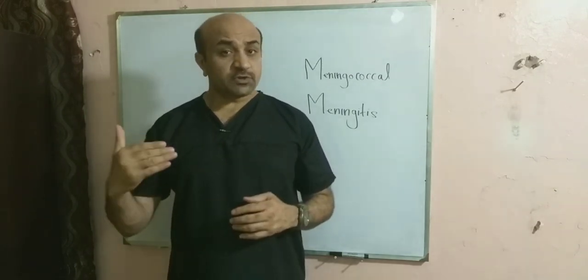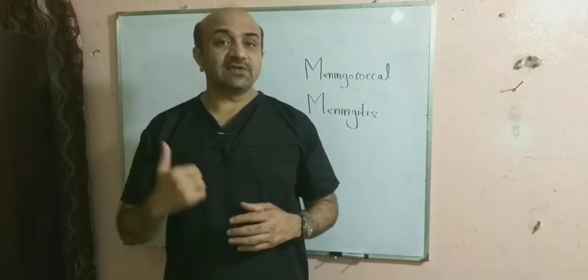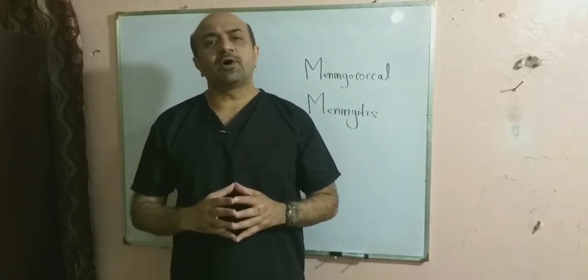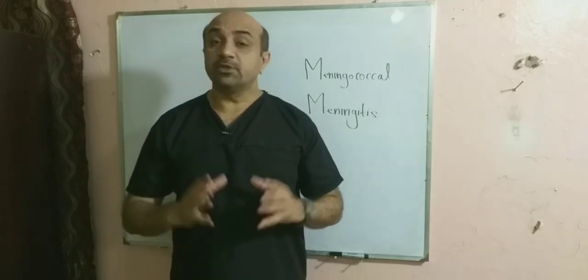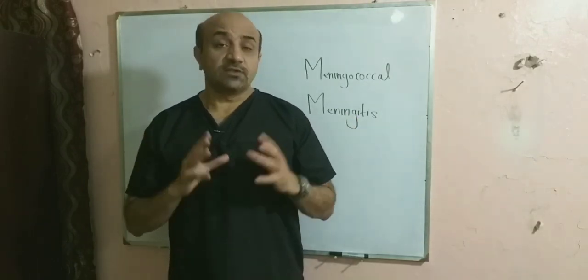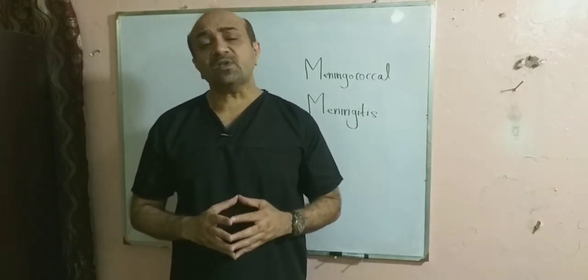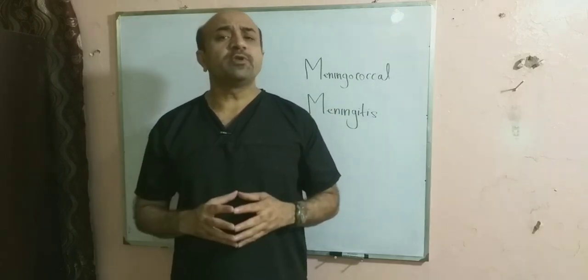We give it in a dosage of 2 gram IV twice a day, and the duration depends upon that at least 5 days should have passed since the patient became afebrile. So this is the treatment of the patient. But how do we prevent this disease?